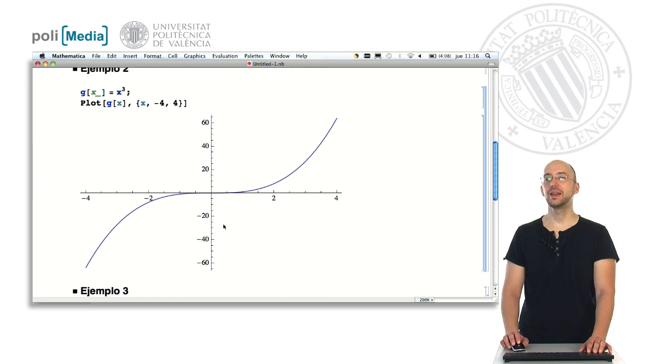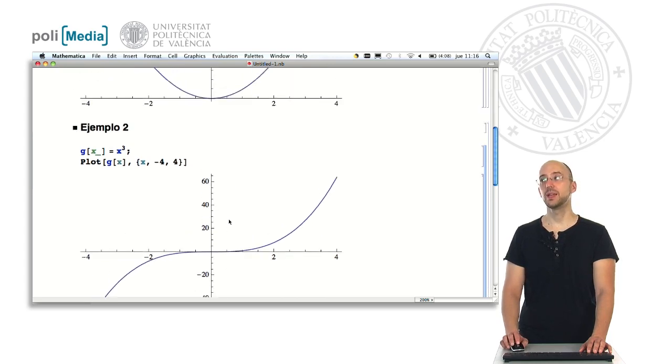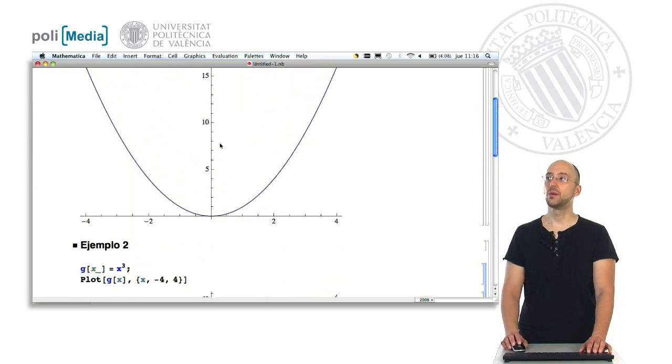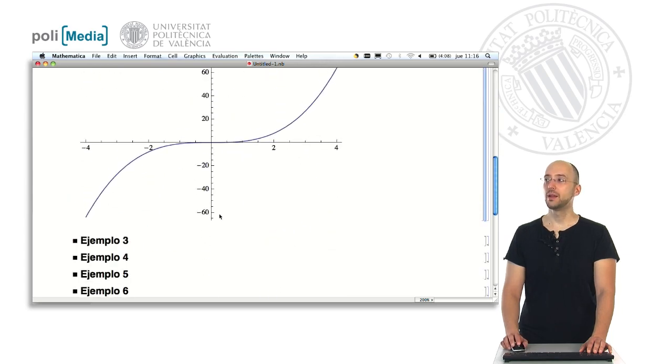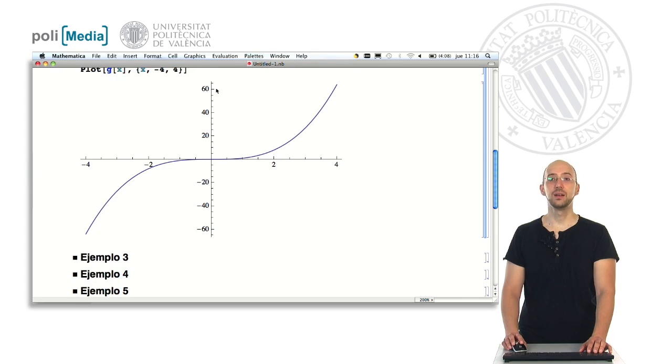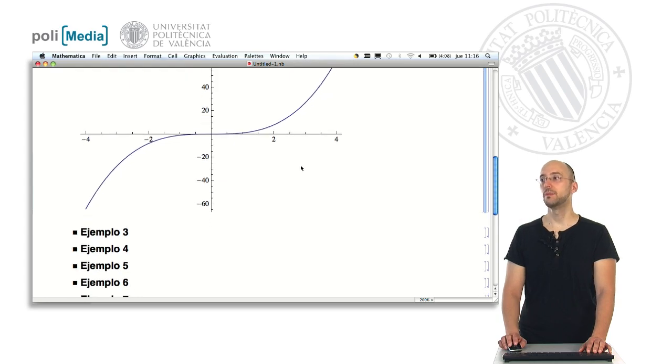As you can see, the scale in the y-axis is not the same as in the parabola. There it was from 0 to 15, and in this one, for the same range of x, it goes from 0 to 60, practically. That means that the function x to the cube grows much faster than the function x to the square. This graphic representation also appears in many exams. So please, memorize it if you can.